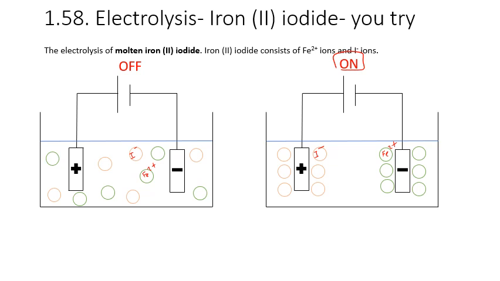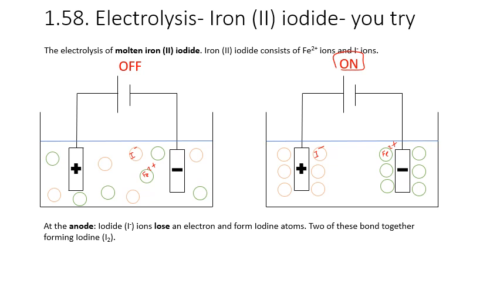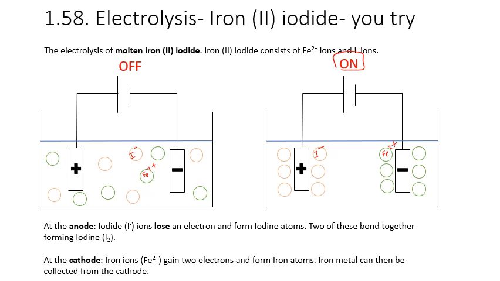So, at the anode, those iodide I- ions will lose an electron and form iodine atoms. Two of those will then bond together, forming iodine. Now, at the cathode, those iron ions will gain 2 electrons and form iron atoms. Iron metal will then be seen collecting around the cathode.